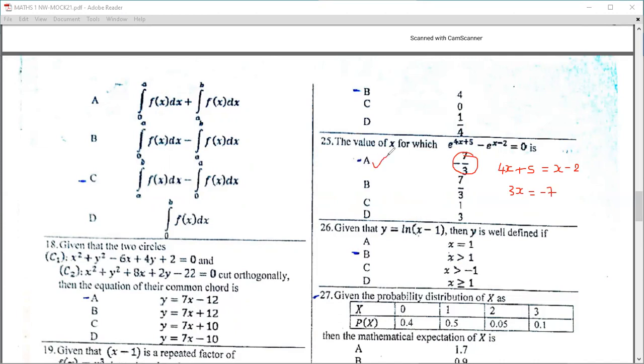We have come to half of this paper, and half of the paper has been answered in about 30 or 35 minutes. So in just 1 hour, I can answer all of this paper that is given for 1 hour 30 minutes.